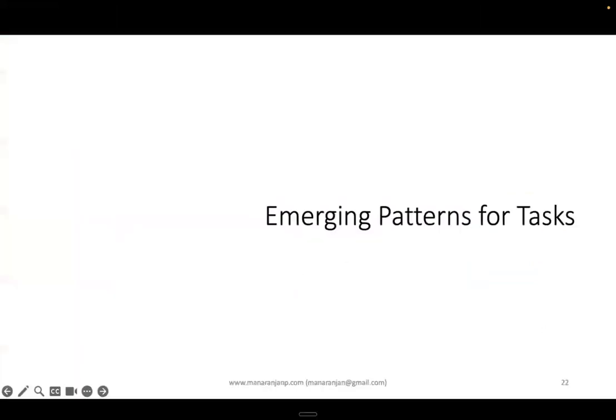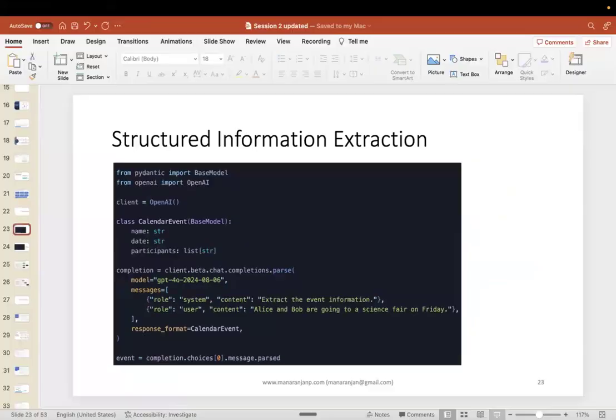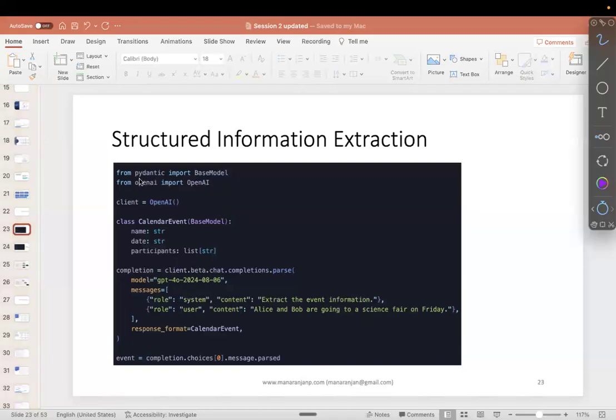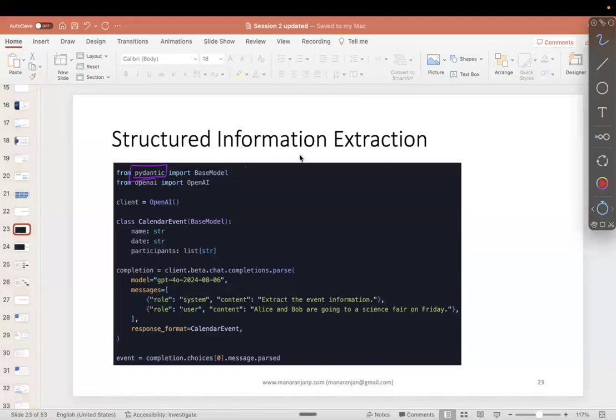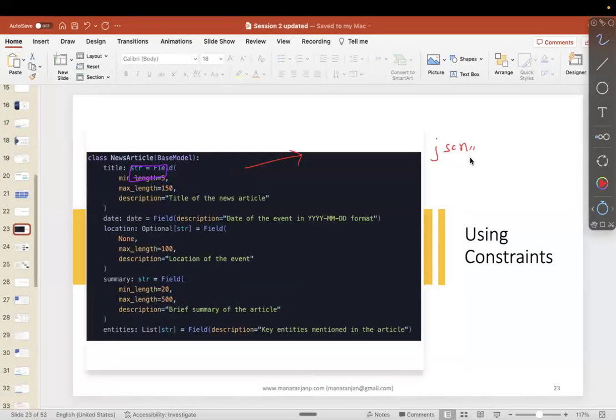So are there any emerging patterns for specific tasks? Let's look at some of the emerging patterns for specific tasks. For example, structured information extraction, right? When I want to extract structured information, most of the models nowadays are integrated with something called Pydantic. This is a little more technical. This is the same as a JSON. You can provide a JSON schema, like the one that we have provided.